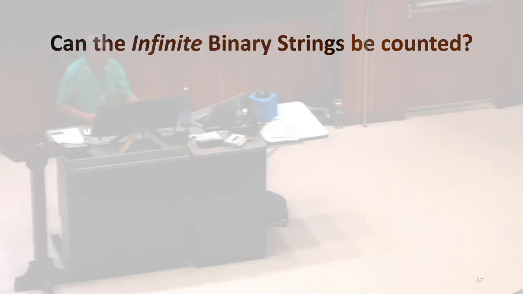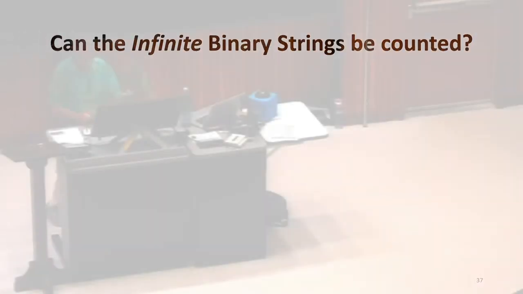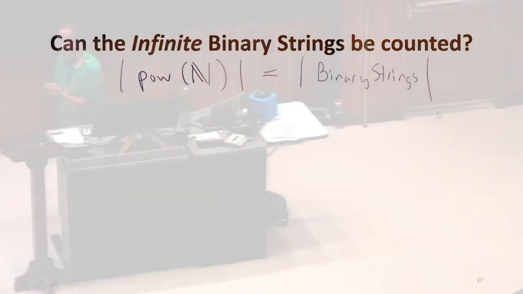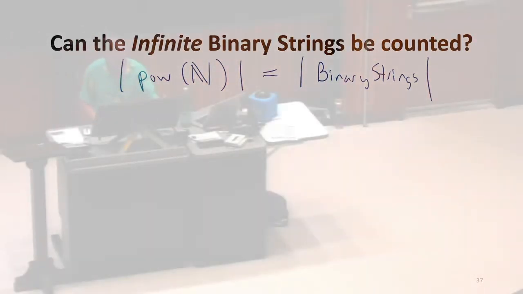For the infinite binary strings, one way to show that they're uncountable would be to map them to the power set. If we can show that there's a bijection between the power set of natural numbers and the infinite binary strings, that would certainly show that they're uncountable. Can you think of how to do that? Good, yeah. Right, so one way to think about a set, if we have, here's our natural numbers.